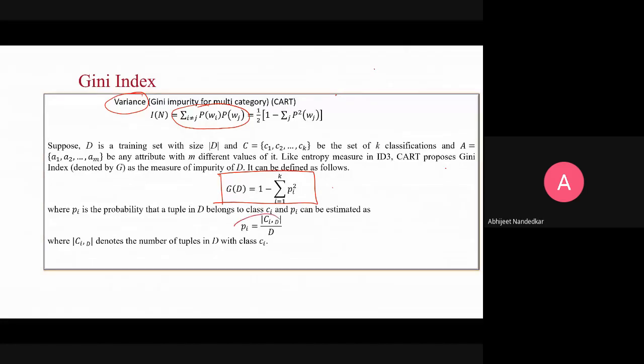So here it is describing what pi is. pi stands for the number of samples of, say, the ith class in this data set D. Suppose data set D consists of 100 samples, and out of that 30 samples belong to class 1, then the probability of class 1 is 0.3.